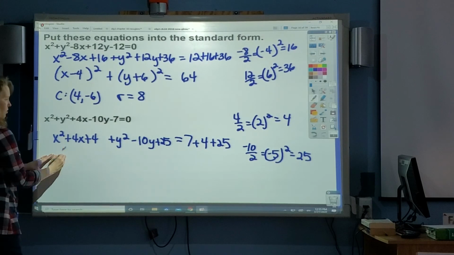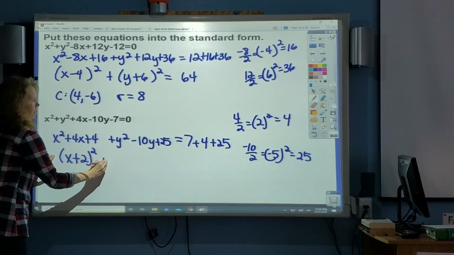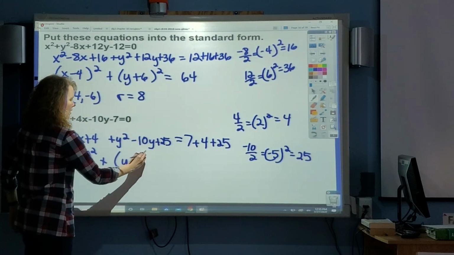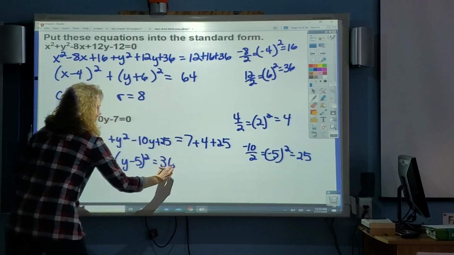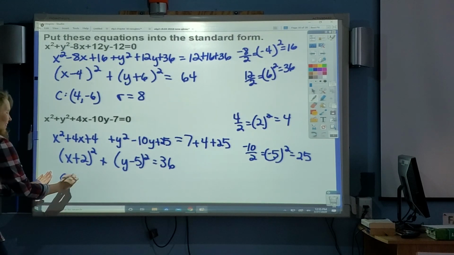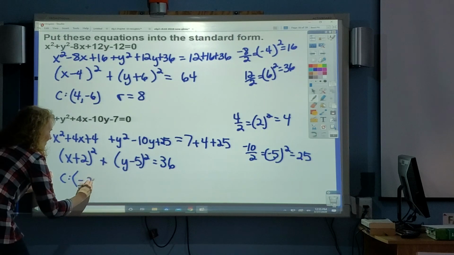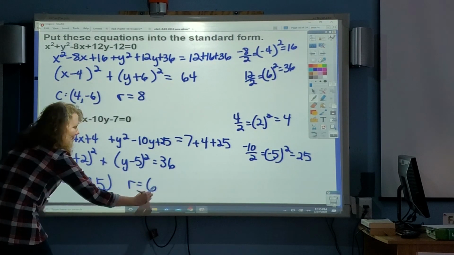So this goes back to, look at my scrap work, (x plus 2) squared plus (y minus 5) squared, and this equals 36. Center point, where's it at? -2, positive 5. And the radius is 6. That's it.